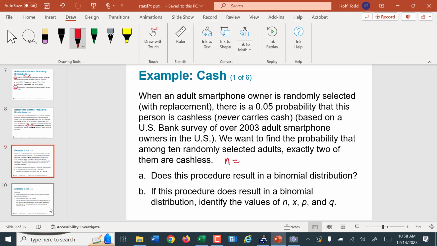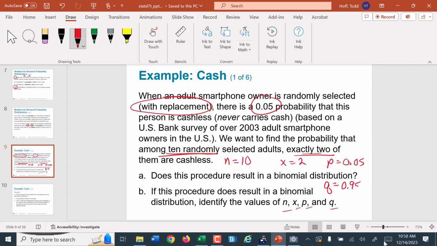So n equals 10. We're selecting 10 adults, which means we're taking 10 trials. 2 of them are cashless, so that's x equals 2. And p is the probability of success on a single trial. That's 0.05. Each person has a 0.05 probability of being cashless. Yes, this is a binomial distribution, especially the fact that we said with replacement means that p is going to stay the same. If this procedure is binomial, we've identified n, x, p, and q, which of course would be 1 minus p, so 0.95 would be q.